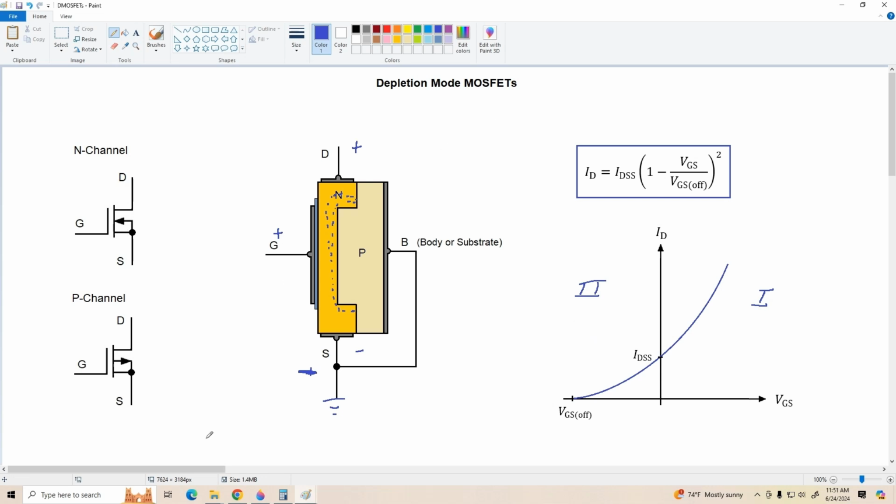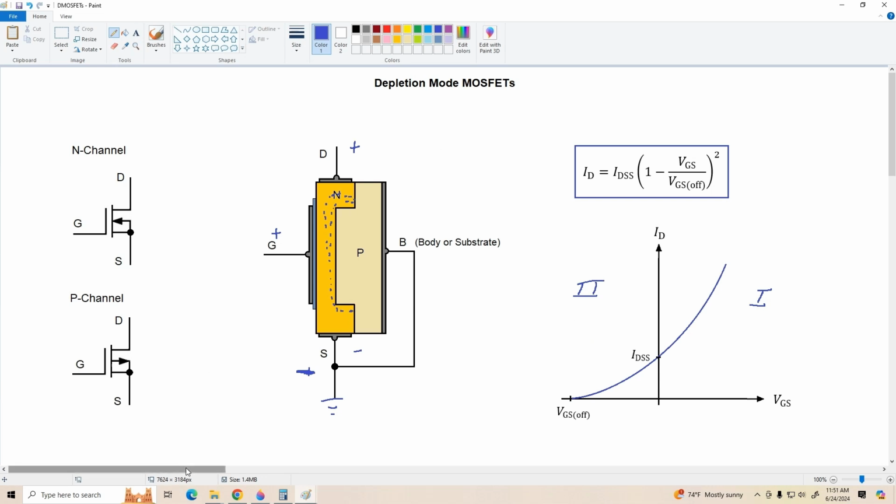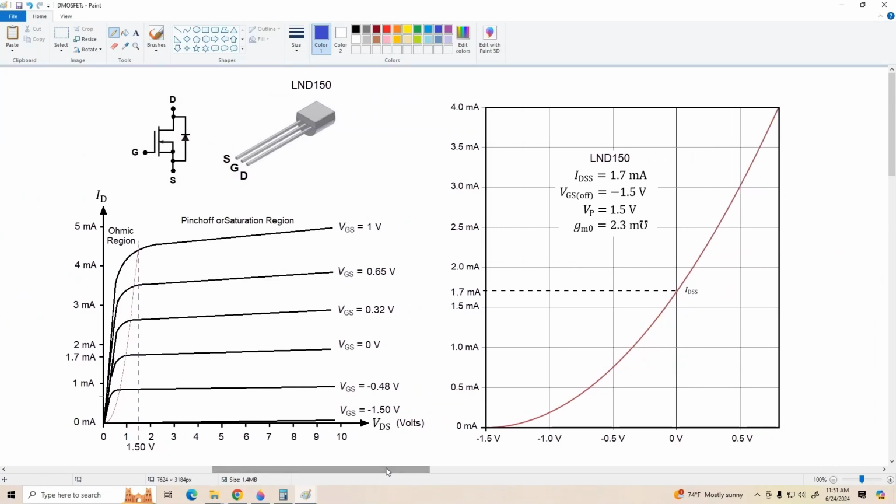Now let's take a look at a particular depletion mode MOSFET. I chose the LND150. This is a pretty common, inexpensive depletion MOSFET designed to be used in low power, linear, and switching applications. Here's the schematic symbol. We can see it's got a parasitic diode from drain to source, but normally that's reverse biased and we can ignore it. Here's the pinout for the actual transistor.